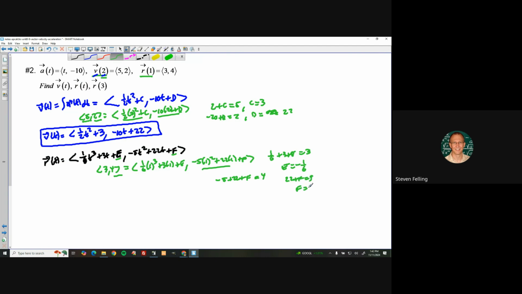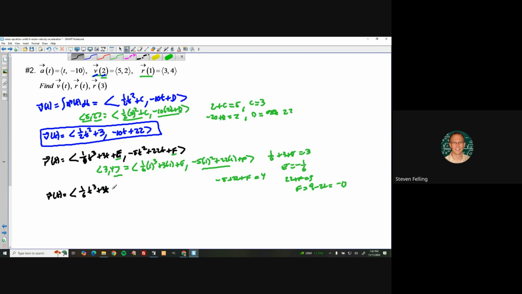So f has to be 9 minus 22, which turns out to be negative 13. Is that right? Yes, negative 13. Okay, so now that I've got that, I can write my position vector complete with constants filled in. It is 1/6 t cubed plus 3t plus the e constant, which turned out to be negative 1.